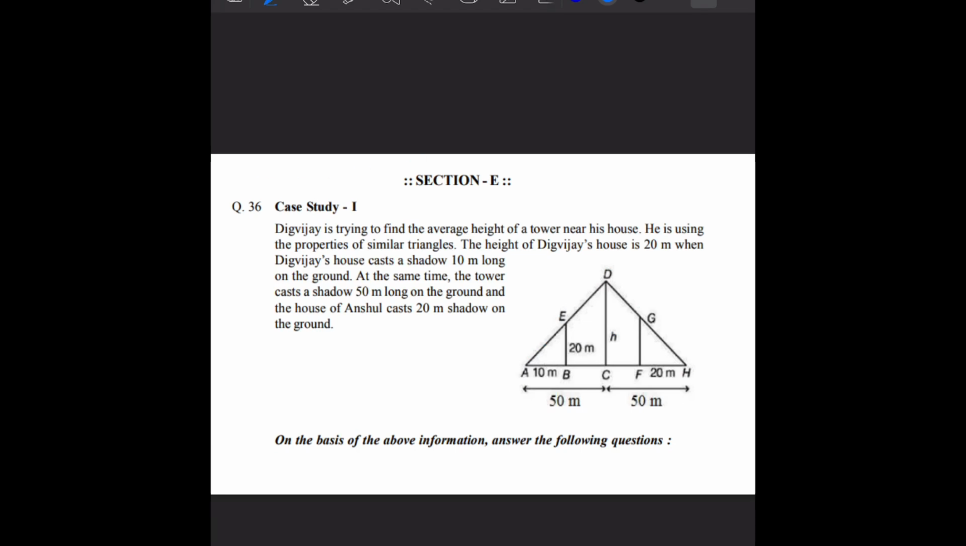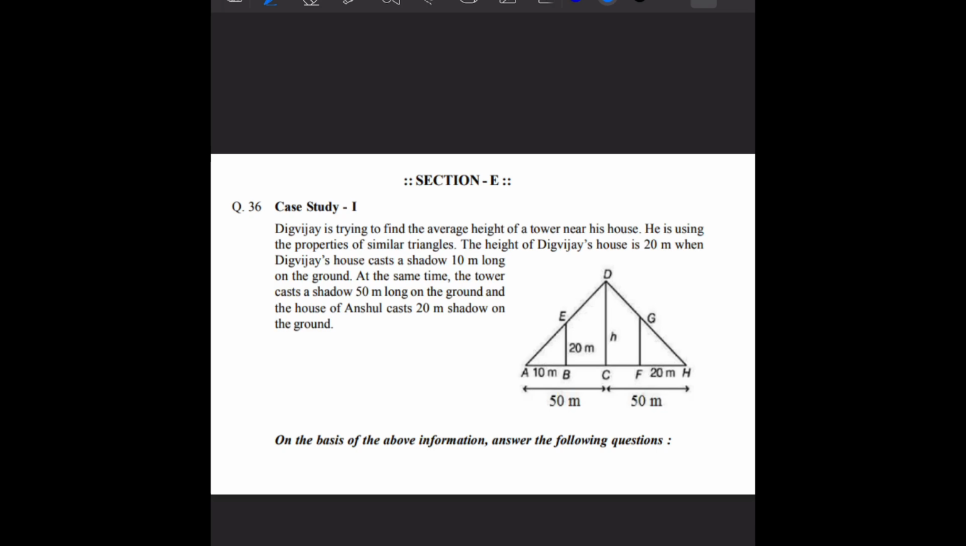Moving on to the case studies. Digvijay is trying to find the height of the tower near his house. He's using the properties of similar triangles. The height of Digvijay's house is 20 meter when Digvijay's house casts a shadow of 10 meter. At the same time, the tower casts a shadow 20 meter long on the ground and the house of Anshu casts a 20-meter shadow on the ground. This is the diagram here.